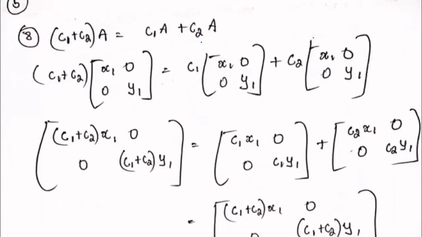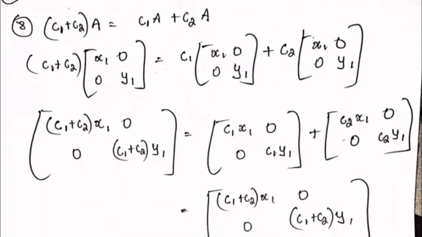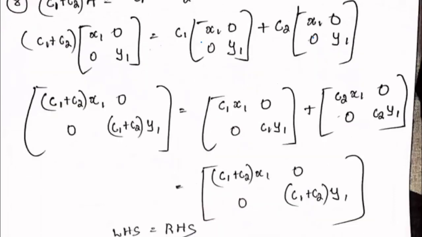And the eighth step, that is c1 plus c2 into a is equal to c1a plus c2a. c1 plus c2 into a is what? x1 0 0 y1. Then what happens? So c1 and c2 you should multiply individually, or you can multiply together. So you can see the left hand side here, right? From this point, I have taken directly this LHS. So multiplied c1 c2 into x1 0 0. When you multiply a constant with the 0, you'll get that 0 only.